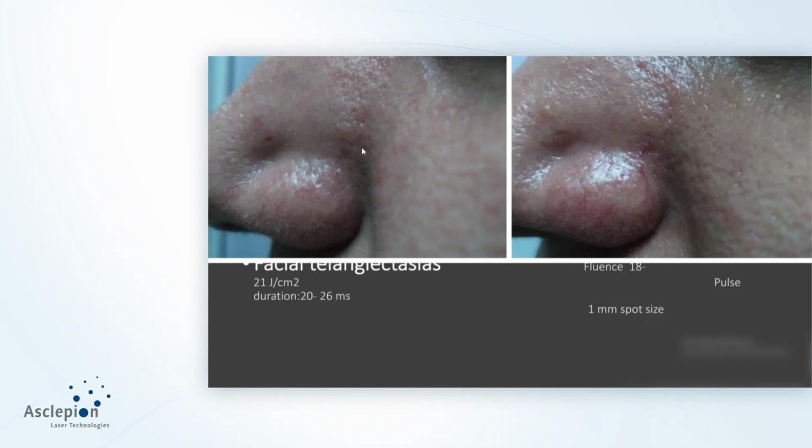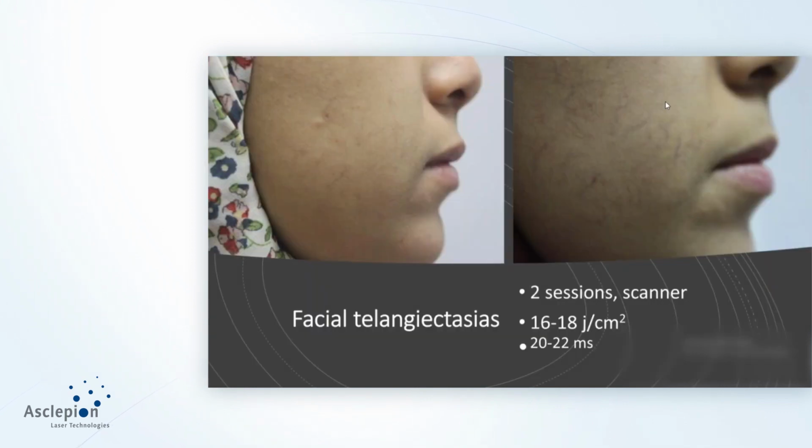Another case improved significantly, not completely, because nasal telangiectasia is more resistant to treatment than cheek telangiectasia. Cheek telangiectasia is a good prognostic factor for treatment. This was after 2 sessions only by scanner mode. In telangiectasia, you can select the 1 millimeter spot size mode only, tuck, tuck, tuck, tuck, or you can use scanner mode all over the face without selection of telangiectasia.